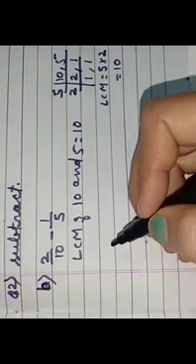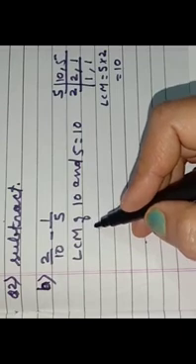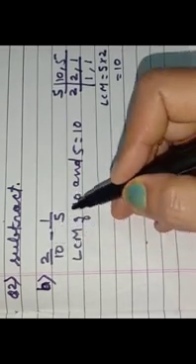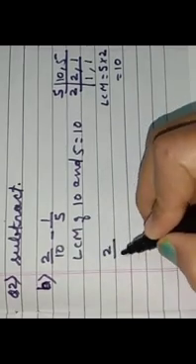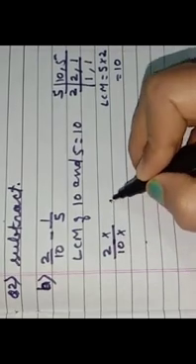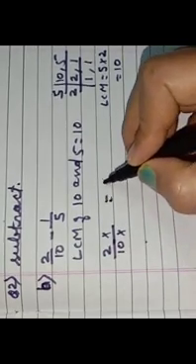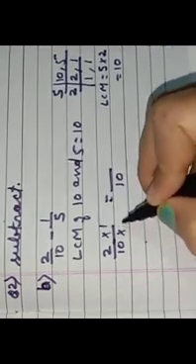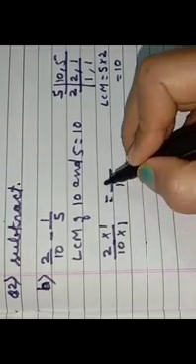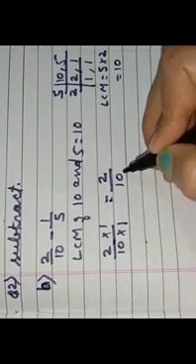Then we need to make both denominators equal. So multiply both numerator and denominator of each fraction by a suitable number. So we multiply first fraction, that is 2 upon 10, by a number such that we get 10 as denominator. So we will multiply this fraction by 1. Then the product will be 2 ones are 2 and 10 ones are 10.